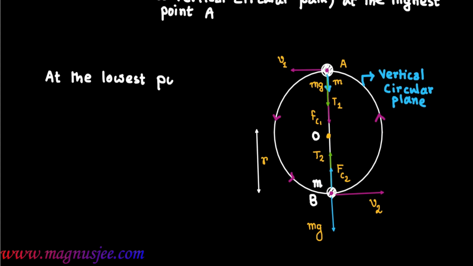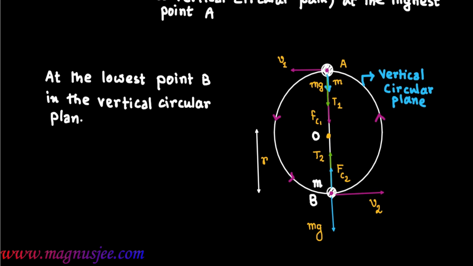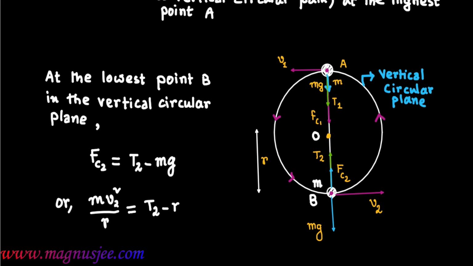At the lowest point B in this vertical circular path, the centripetal force Fc2 equals T2 minus mg, where T2 is the tension acting in the string at the lowest point, or mv2 square by r is equal to T2 minus mg.